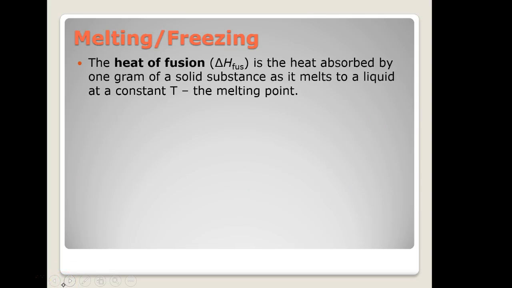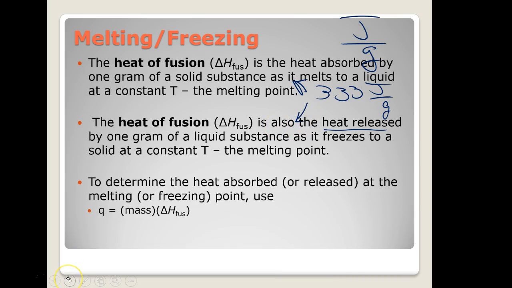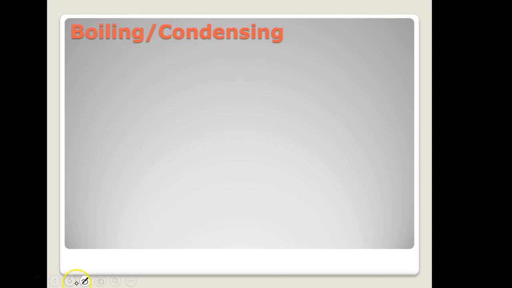The heat of fusion is the amount of heat that's absorbed by 1 gram of a solid substance as it melts from a solid to a liquid at the melting point. The units, therefore, are joules over grams. Degree C is not part of it because it's not changing temperature. The heat of fusion is also the same value as the heat released when the liquid freezes. So for water, it's 333 joules per gram, for both melting and freezing. It's a constant value. So to determine the heat absorbed or released at the melting or freezing point, you're just going to take the mass and multiply by the heat of fusion. And I'll give you those values.